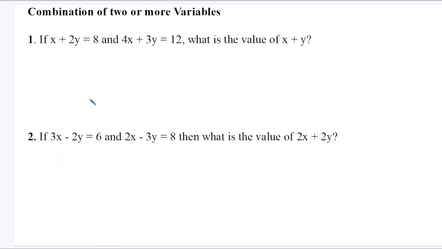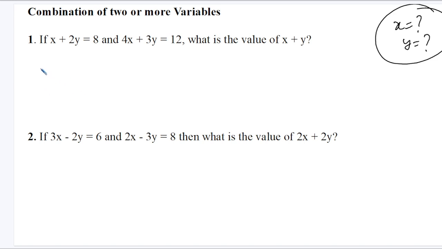Moving ahead. Now, when it's about the combinations of two or more variables, then what happens? For example, for this particular one, x plus 2y is 8 and 4x plus 3y is equal to 12. One way of dealing with this, and we are looking for x plus y, the combination of two. We are not asked for the individual value of x or y, but we are asked for the sum of the two variables. What happens? Usually, we can solve this question by either adding the two equations or by subtracting the two equations.